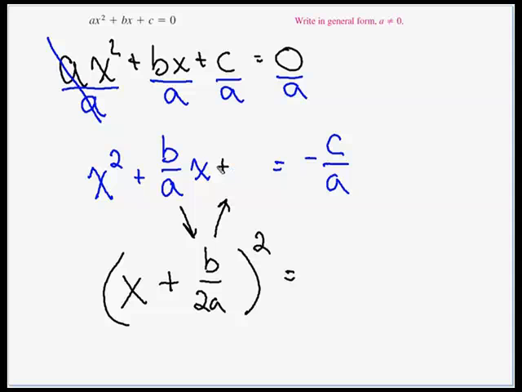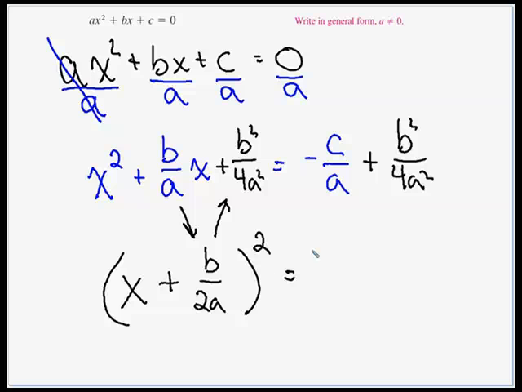So it's going to be plus, our numerator is b squared, and our denominator would be 2a quantity squared, or 2a times 2a, which is 4a squared. And if I add b squared over 4a squared on this side, of course I have to do it on this side. b squared over 4a squared.